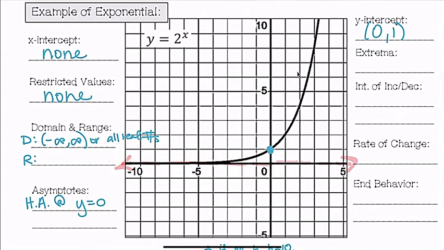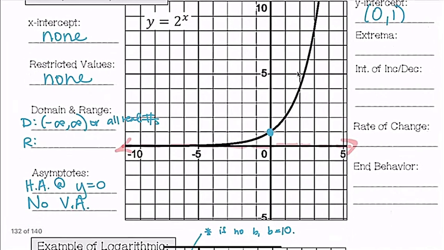We would know if we had one because there would be a restricted value where we don't exist, because that is what a vertical asymptote is. But we don't have any of those, so we're going to say no vertical asymptote. This will be true for all exponentials. They will never have a vertical asymptote, and they will always have a horizontal one. It won't always be at 0, though.